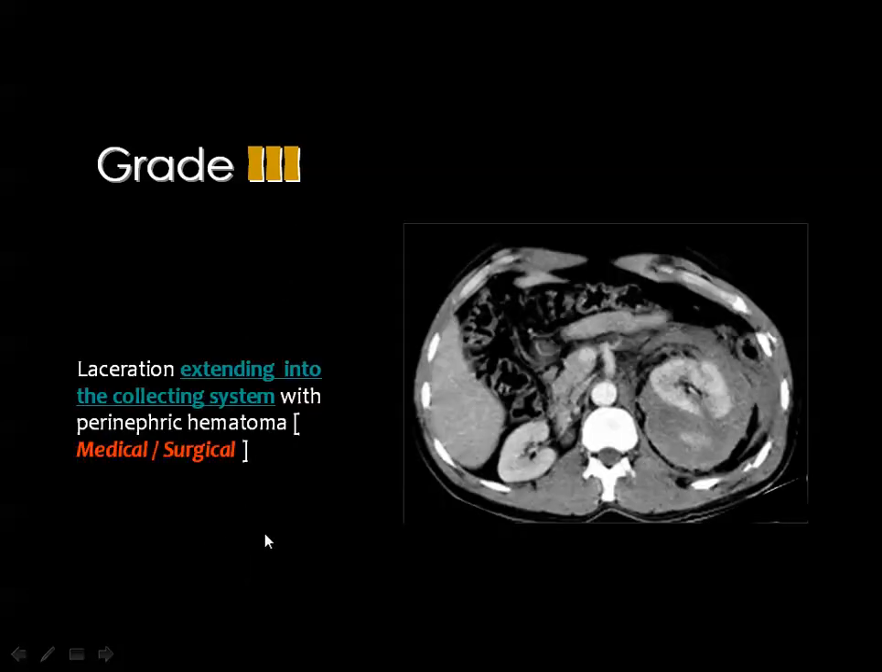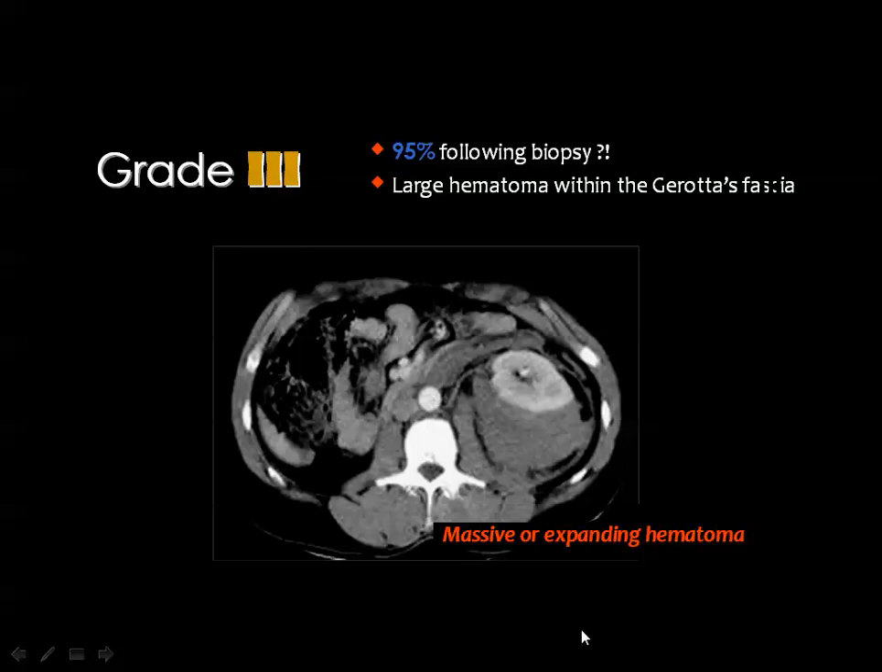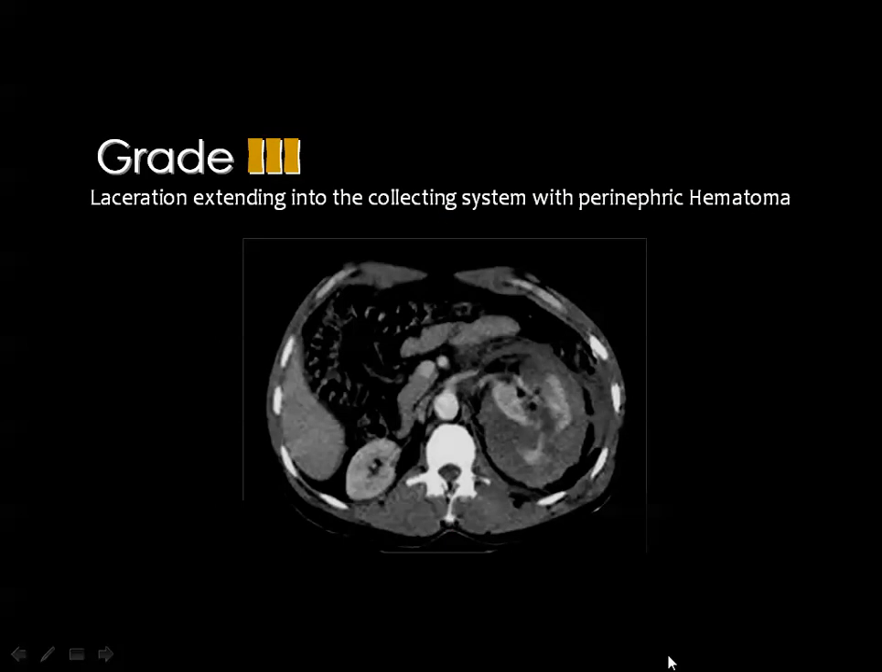And grade 3 is a laceration extending into the collecting system, and the perinephric hematoma, which is sizable, as you can see here. And this is also grade 3, where you can see a large hematoma without laceration, and this is the perinephric hematoma enclosed by, or bordered by, the Gerota fascia, and the hematoma is thick, as you can see.